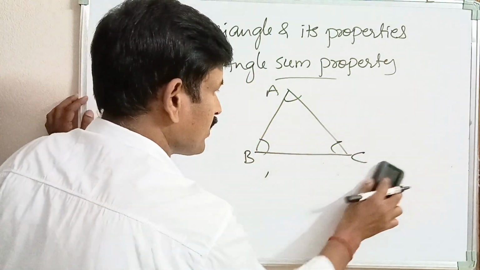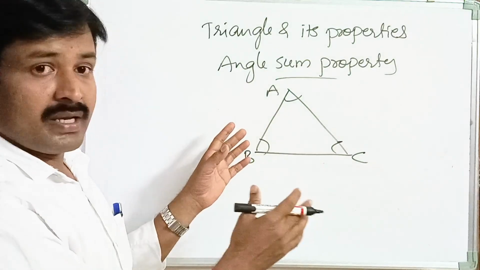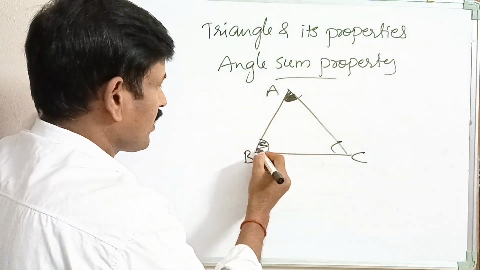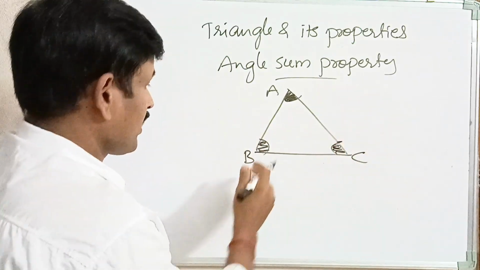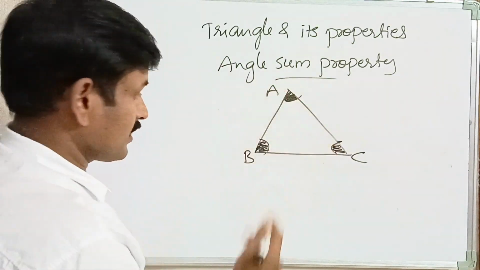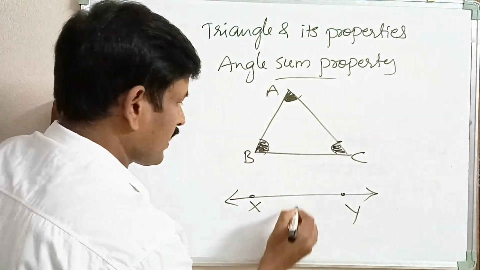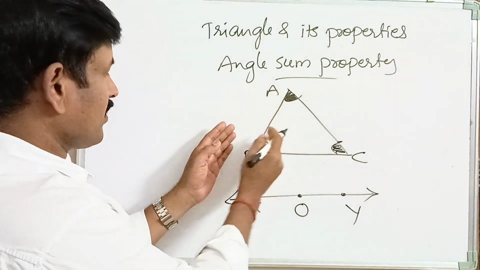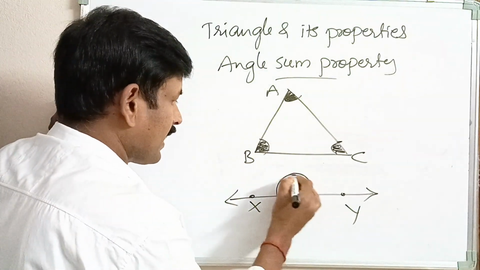Let us prove this by using one activity. On a white sheet of paper, draw this triangle ABC and mark the angles as shown here. Next, using a scissors, cut out these three angular regions. Now draw a line XY and mark a point O on it, and place these three angular cutouts adjacent to each other to form an angle.